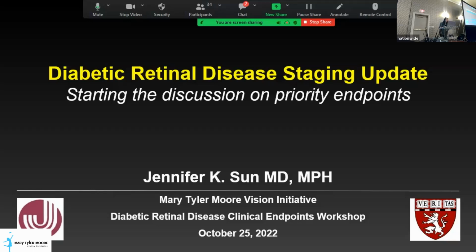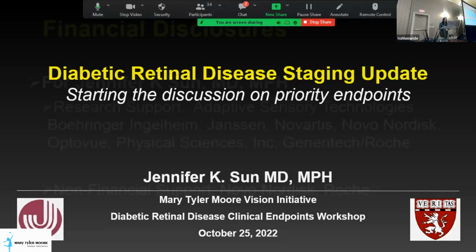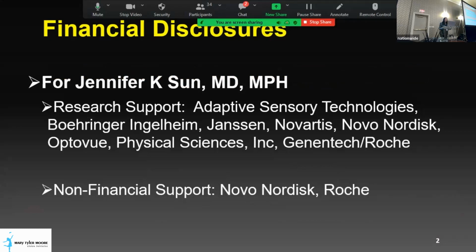So I have the privilege of talking about the diabetic retinal disease staging update. And as you saw from Robert's first slide on the Mary Tyler Moore Vision Initiative, this was really the first plank in several phases of the work to follow. We're talking about this just before the breakout sessions because we hope that this will really start the discussion on priority endpoints for our groups. Here are my financial disclosures.